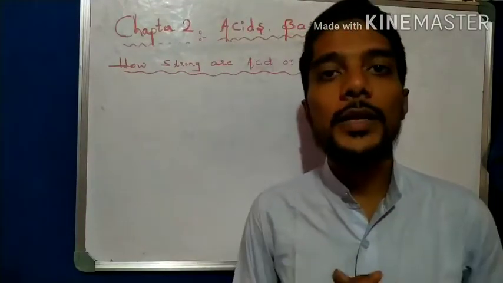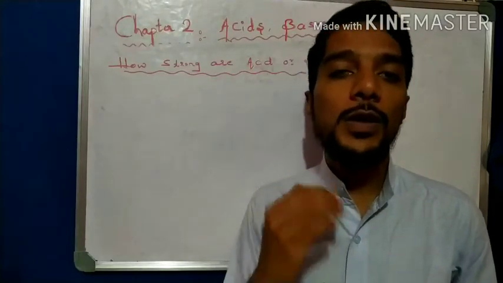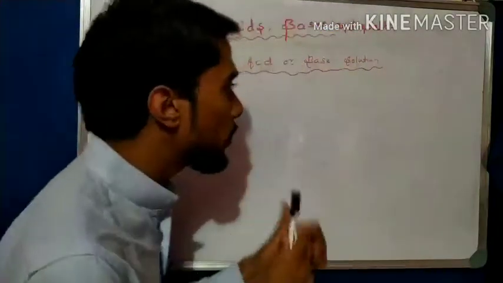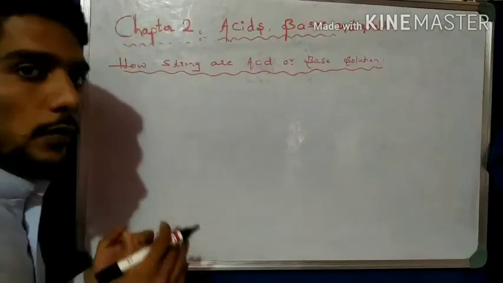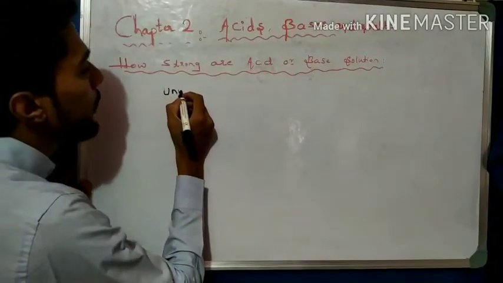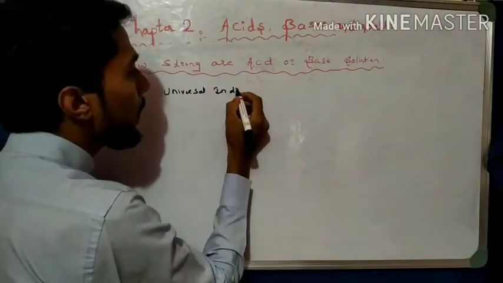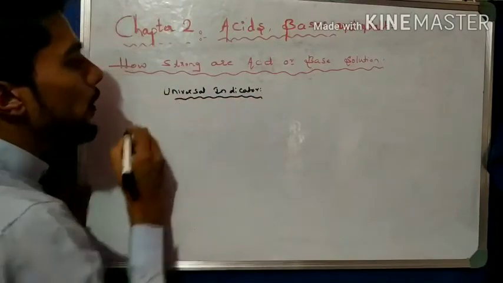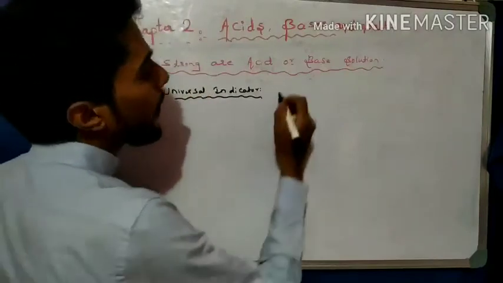So there are two methods. By using these two methods we are able to find out the quantity of H plus ions and the quantity of OH minus ions. Coming to the first basic method that is important for finding the concentration: the universal indicator. So what is the universal indicator?